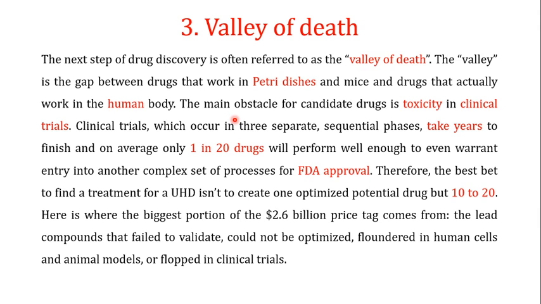Now, the main obstacle for candidate drugs is toxicity in clinical trials, because when you introduce that particular drug into a whole living organism, you are going to have these toxicity problems. Now, the clinical trials occur in 3 separate sequential phases, and it takes years to finish. On average, only 1 in 20 drugs will perform well enough to even warrant entry into another complex process for FDA approval. Therefore, the best bet to find a treatment for an unknown human disease isn't to create one optimized potential drug, but 10 to 20.